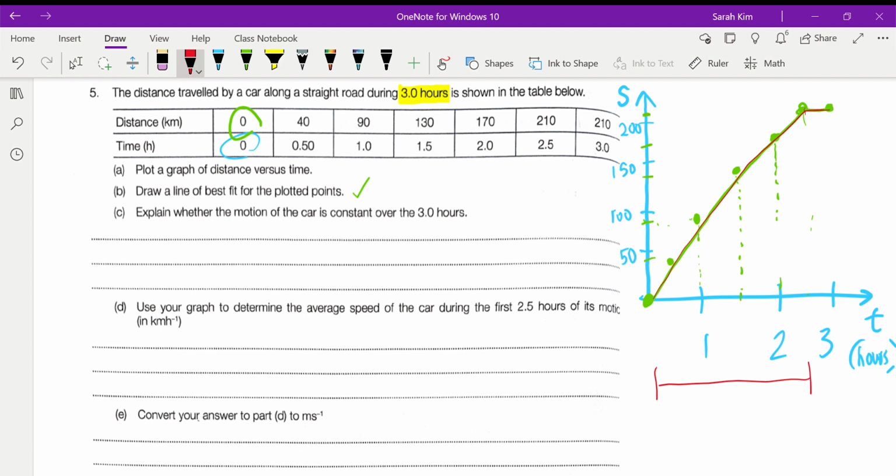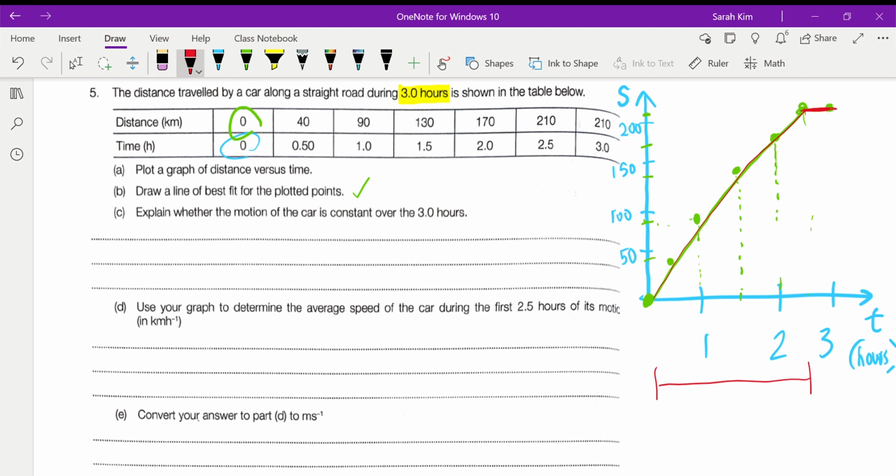So I would just write, have a read through your answers. The answers just say, this is illustrated by the straight line of best fit through the origin. The car remains stationary for the final half an hour of its motion, which I described over here.